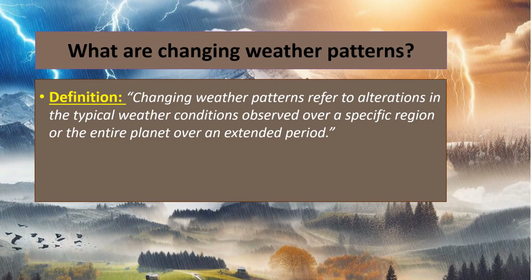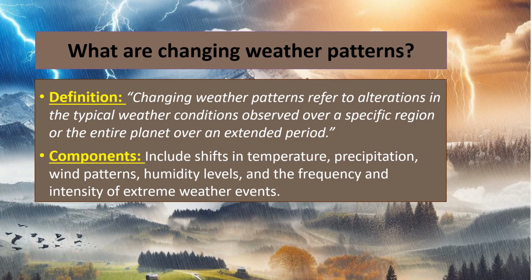What are changing weather patterns? Definition: changing weather patterns refer to alterations in the typical weather conditions observed over a specific region or the entire planet over an extended period. Components include shifts in temperature, precipitation, wind patterns, humidity levels, and the frequency and intensity of extreme weather events.